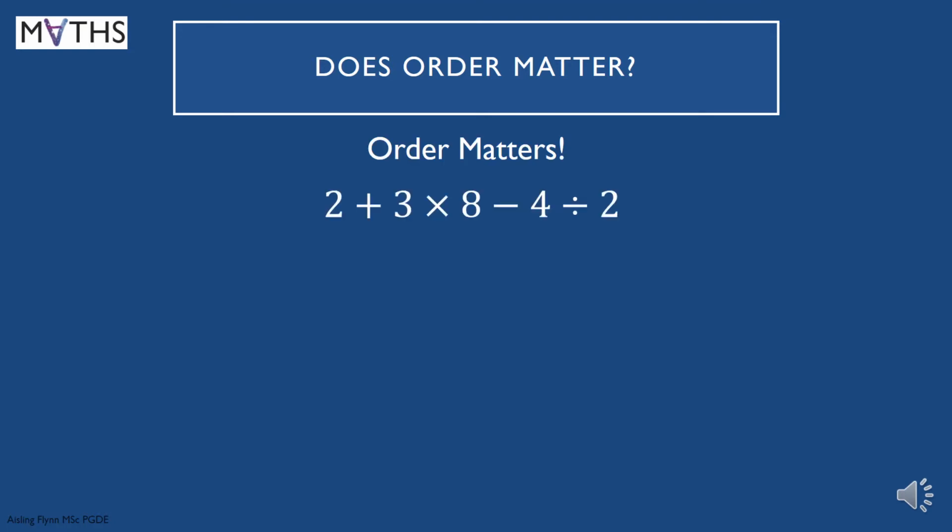Okay, so what should we do first in this sum? We see adding, multiplying, taking away, and dividing. What do we do to get 24? Here I've highlighted multiplying and dividing. These are of equal importance. We can do them at the same time, and they come before adding and subtracting.